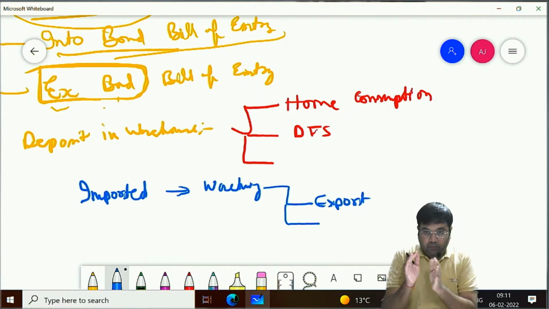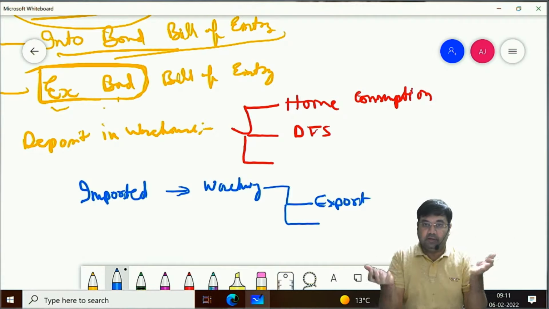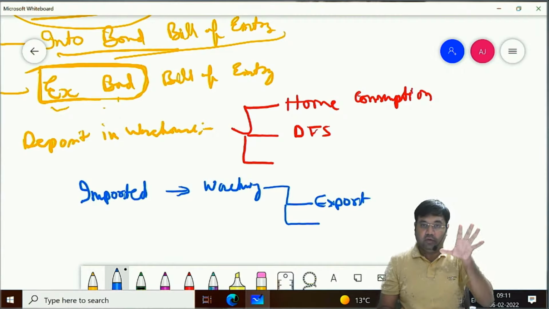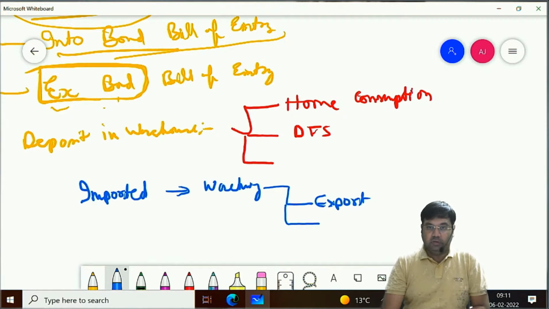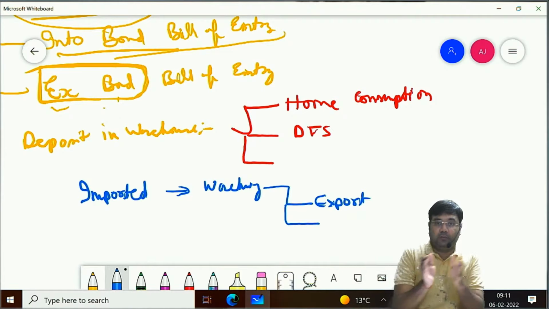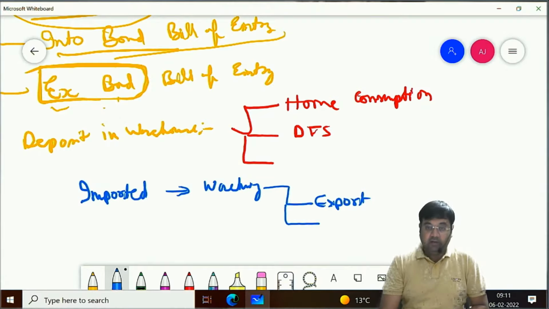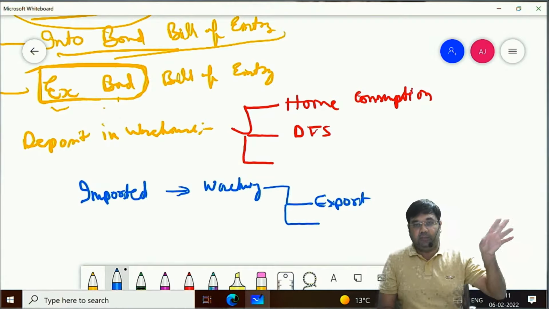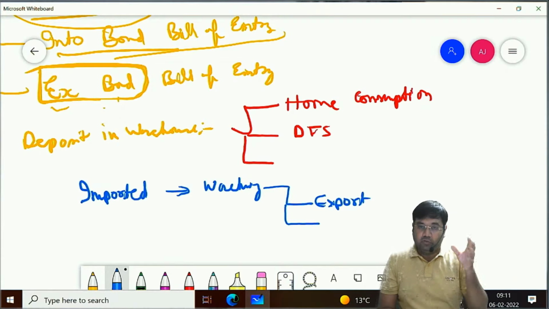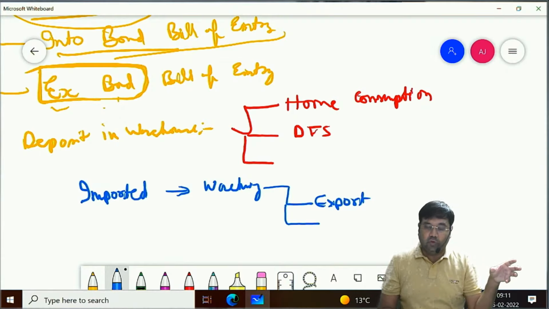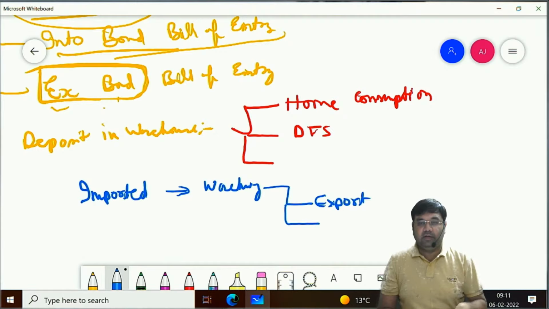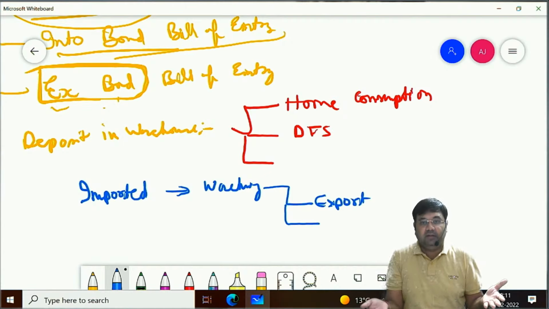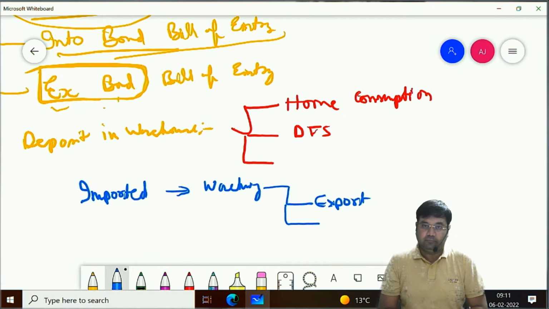Then from the warehouse, if he is exporting, other than those 50 items, other items are not subject to export duty. So if he is going to export, again no need to pay the duty. On import he has not paid, on export also he is not going to pay. So why is the government giving this facility? Because if he pays the import duty and later exports, then in the next chapter we will see that duty drawback is there. Duty drawback is basically a refund of the duties paid at the time of import.